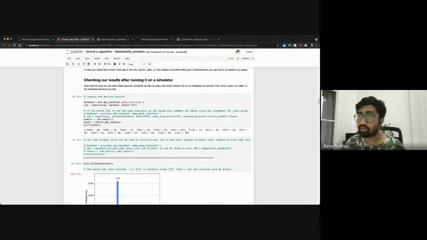Again, we're not using a real quantum computer to do that. There are other methods. It takes a while to do it live. So for that reason, I haven't done it. But you can always check for that code, and it's pretty simple. You just have to change what backends you're using.